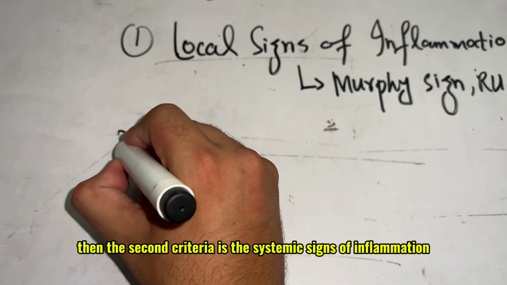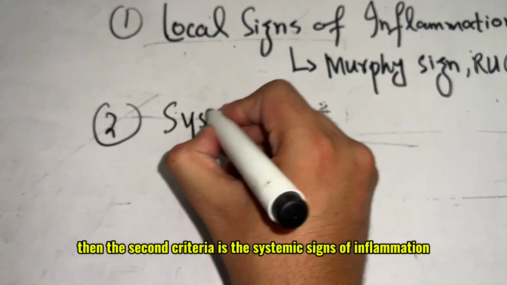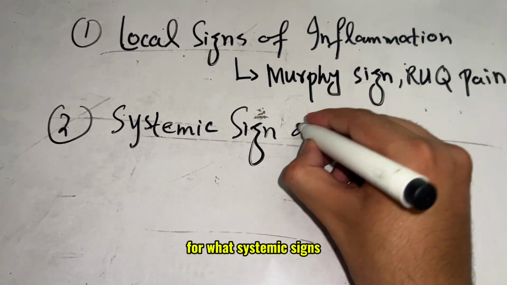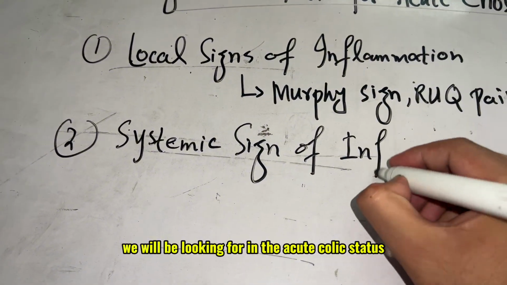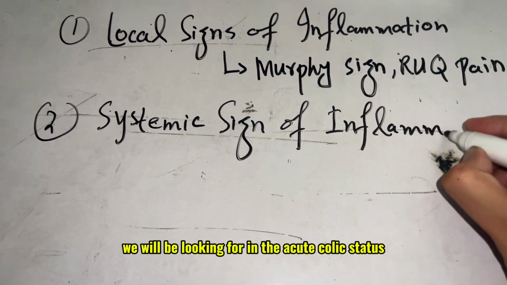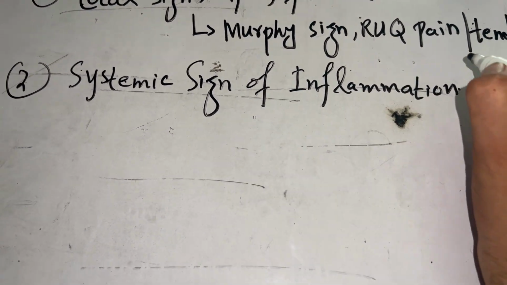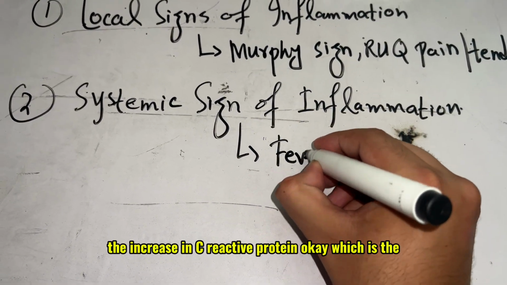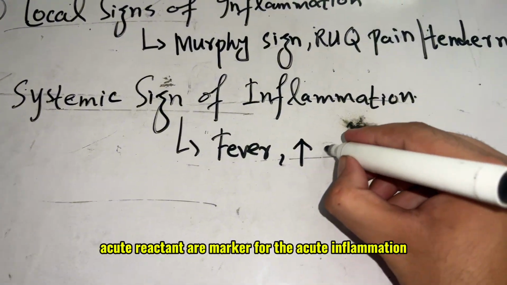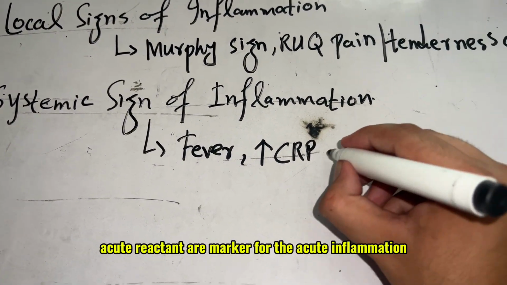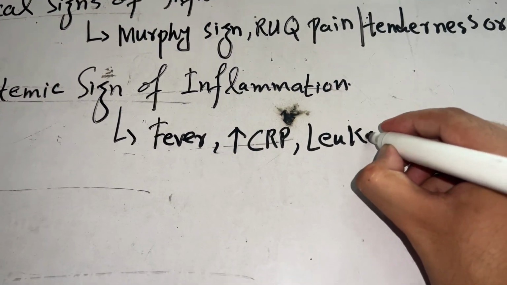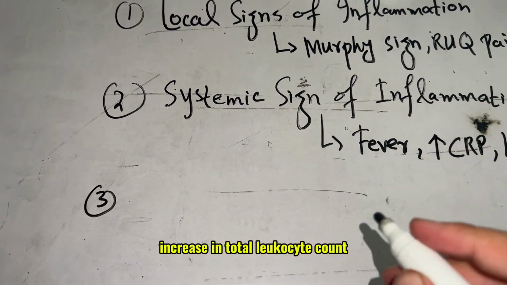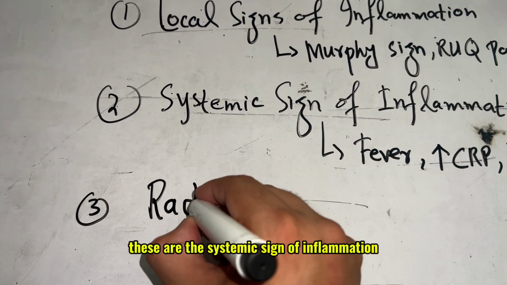Then the second criteria is the systemic signs of inflammation. So what systemic signs will we be looking for in acute cholecystitis? It includes an increase in C-reactive protein, which is the acute reactant or marker for acute inflammation. Then the third one is leukocytosis, an increase in total leukocyte count. These are the systemic signs of inflammation.